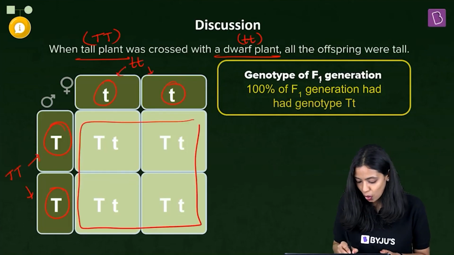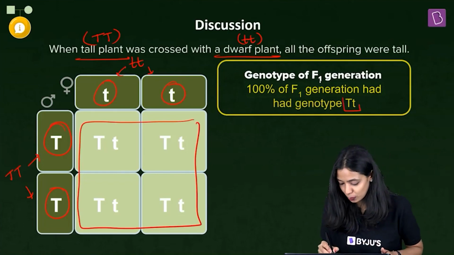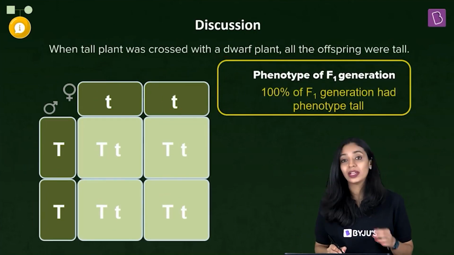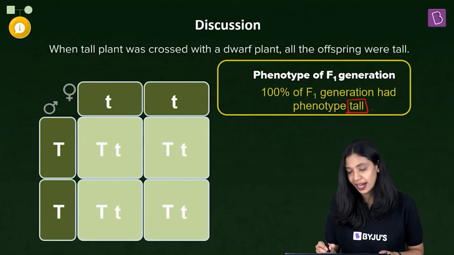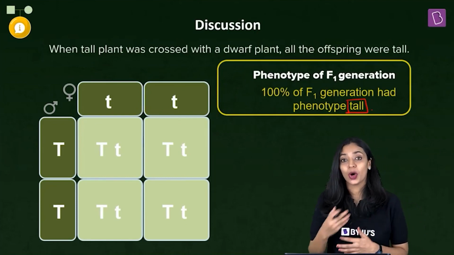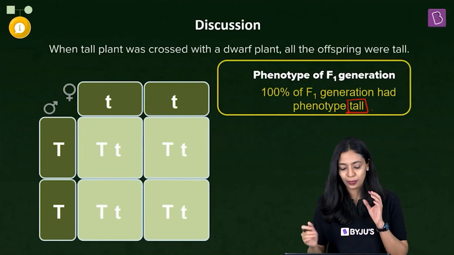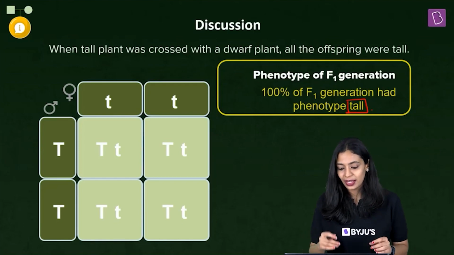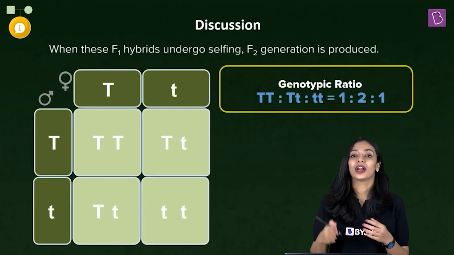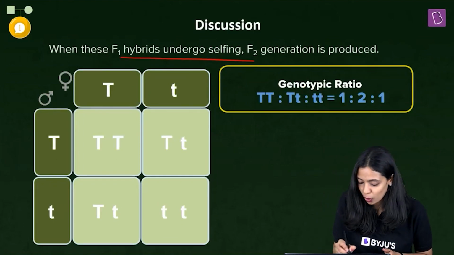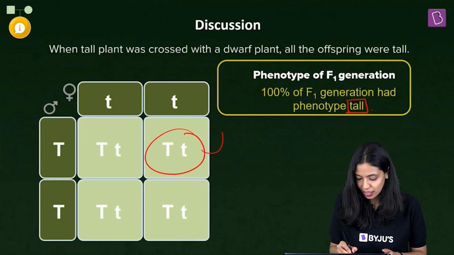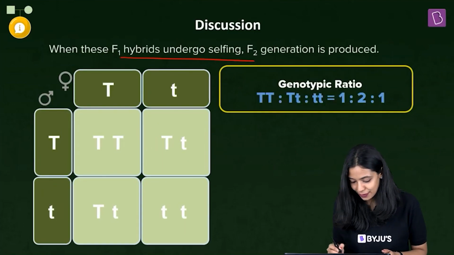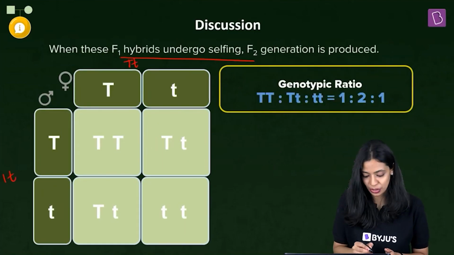Now, as you can see, 100% of the offspring will have the genotype capital T small t. Capital T small t genotype will have the phenotype tall, right? It is heterozygous dominant and it will exhibit the dominant phenotype. So all of the offspring produced by this cross, the F1 hybrids, will be tall. Now, the F1 hybrids are allowed to undergo self-pollination. So on selfing of the F1 hybrid, both the parents here will have the genotype capital T small t, right?